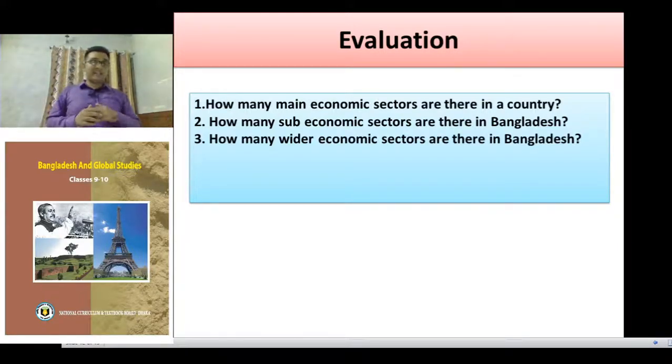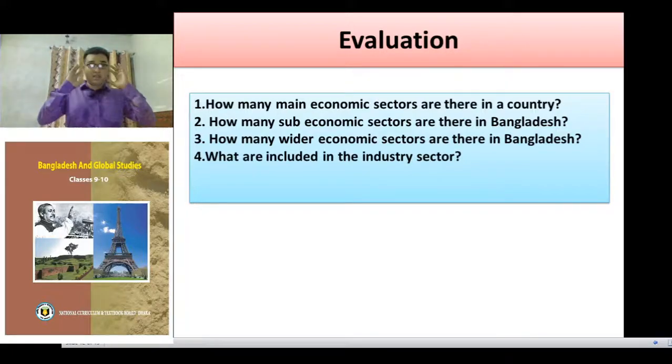My third question is, how many wider economic sectors are there in Bangladesh? Basically, there are five wider economic sectors in Bangladesh. These are the agriculture sector, industry sector, service sector, then business sector, and the last one is the social service sector. Dear students, now I am going to ask you my next question, that is, what is included in the industry sector? Dear students, all types of businesses like large scale businesses, small scale businesses, and all types of construction are included in the industry sector. So this is the answer to this question.